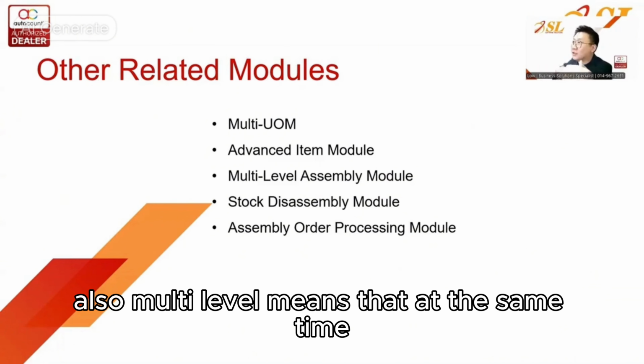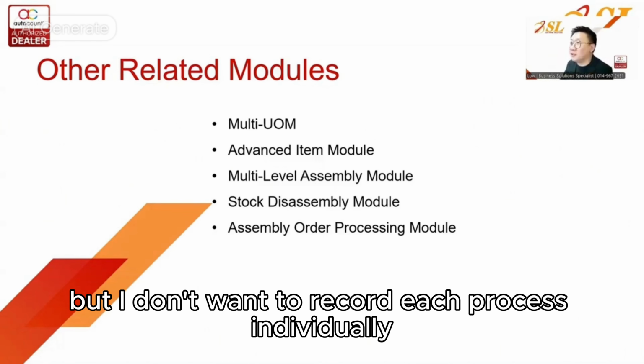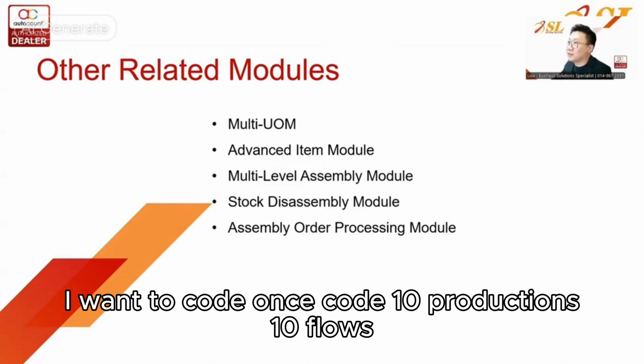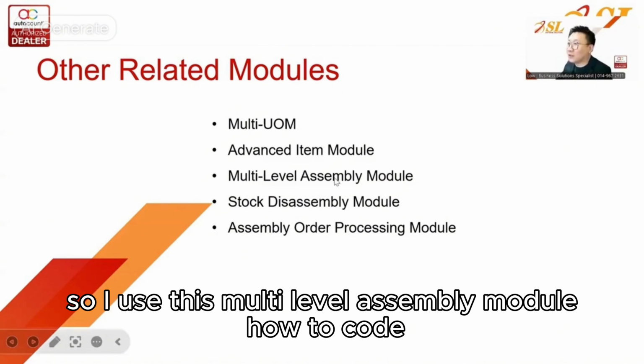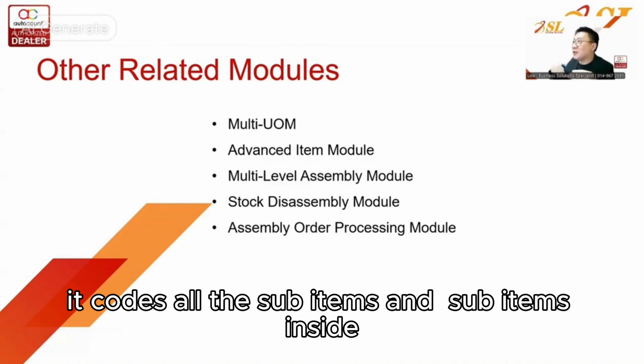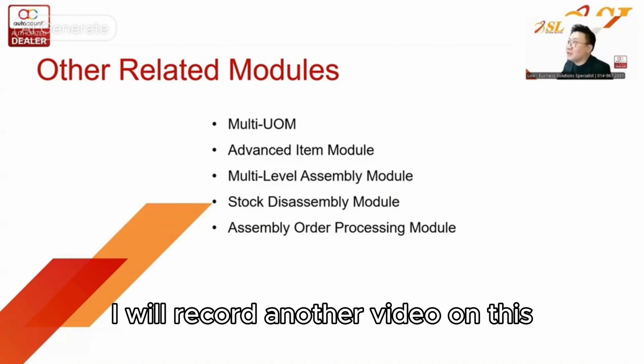Multi-level means that at the same time there are 10 processes running, but I don't want to record each process individually and record the stock. I want to key in once and produce 10 productions, 10 flows. So I use this multi-level assembly module. Each time I key in, it will use each process to cut the stock of all the sub-items inside. This is multi-level assembly. I will record another video on this.